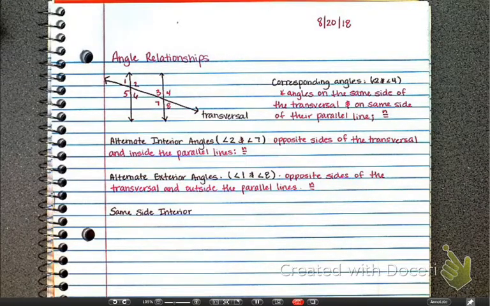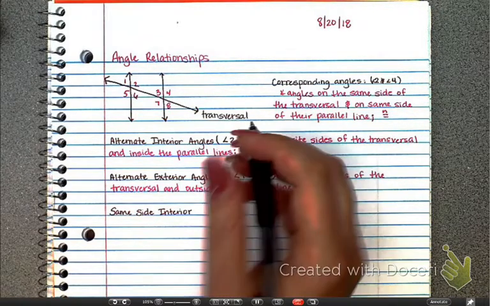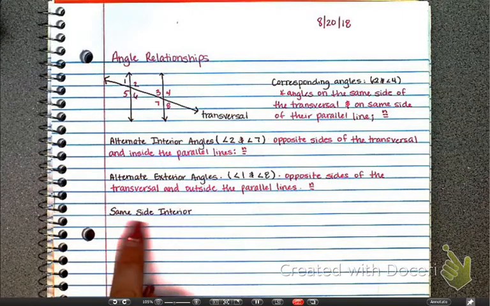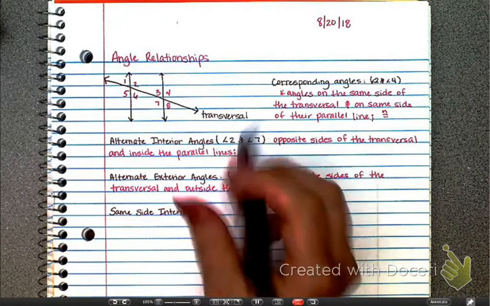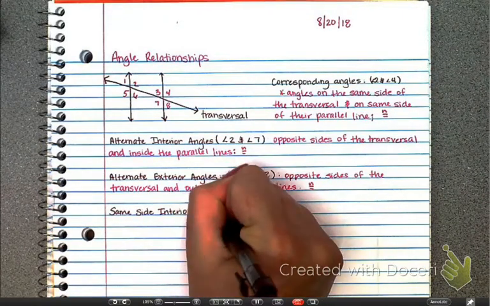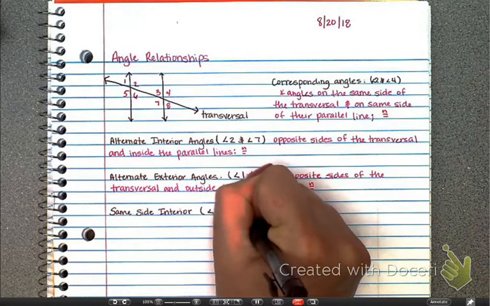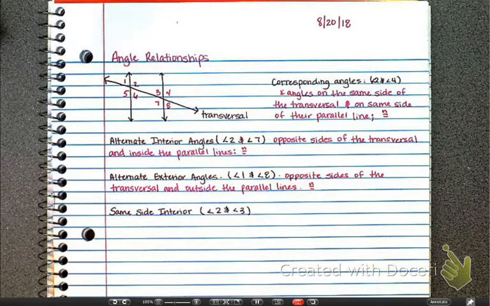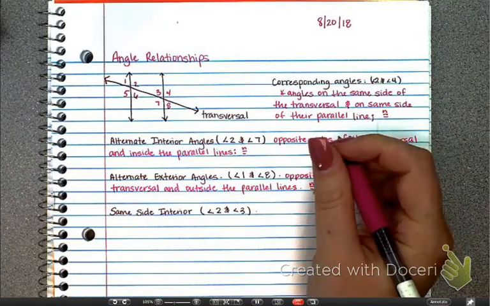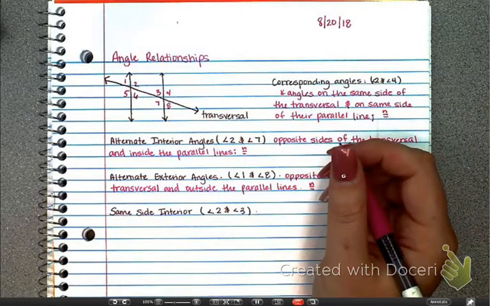Exterior. Interior. 2 and 3. Same side. They're on the same side of the transversal inside the parallel lines. So angles 2 and 3, and then 6 and 7 would also be same side interior. 1 and 4 are not.